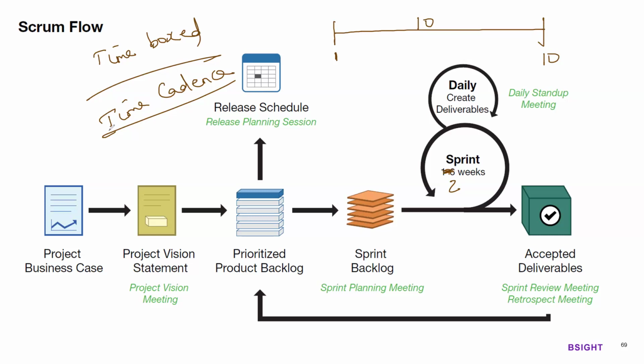So that's a basic point you should know for the exam regarding sprint. First point, it's time boxed. The usual duration of a sprint is 2 weeks. Even though it can be 1 to 6 weeks, usually it will be 2 weeks, so 10 working days. And there will be a time cadence for the sprint, meaning the same frequency will be there for every sprint.